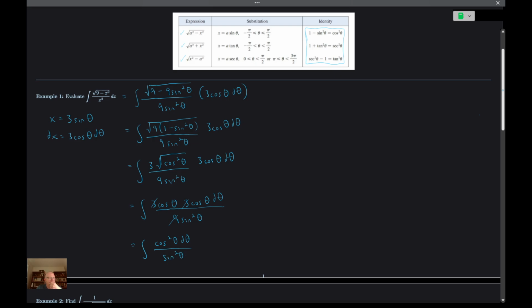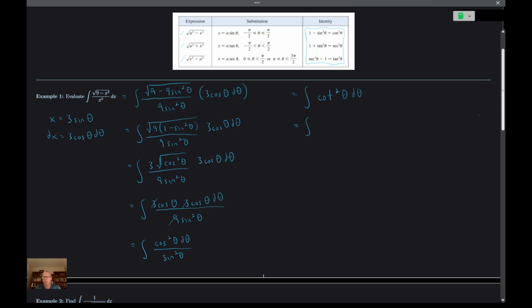Then we have cosine squared over sine squared. That gives us cotangent squared. Now, you don't see cotangent squared too often, but we do here. And we haven't done anything wrong. This is just where we ended up. All right, now I don't know if you know the integral of cotangent squared. I certainly do not, but we do know the substitution.